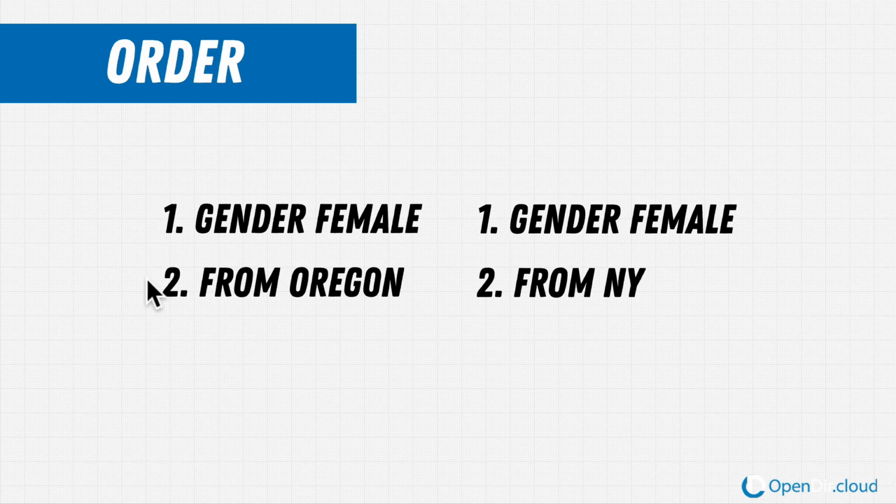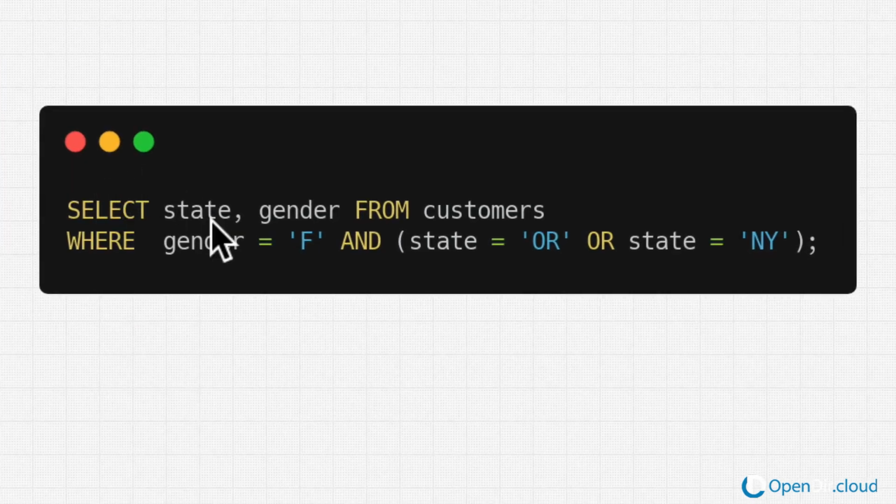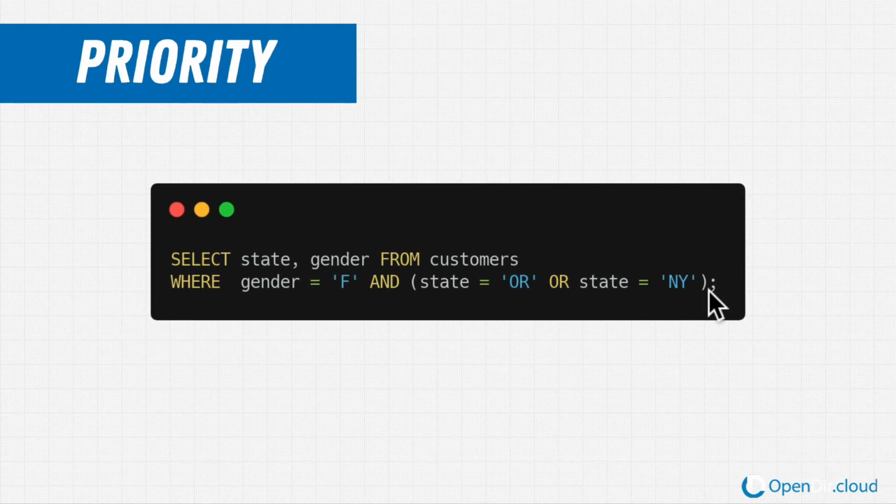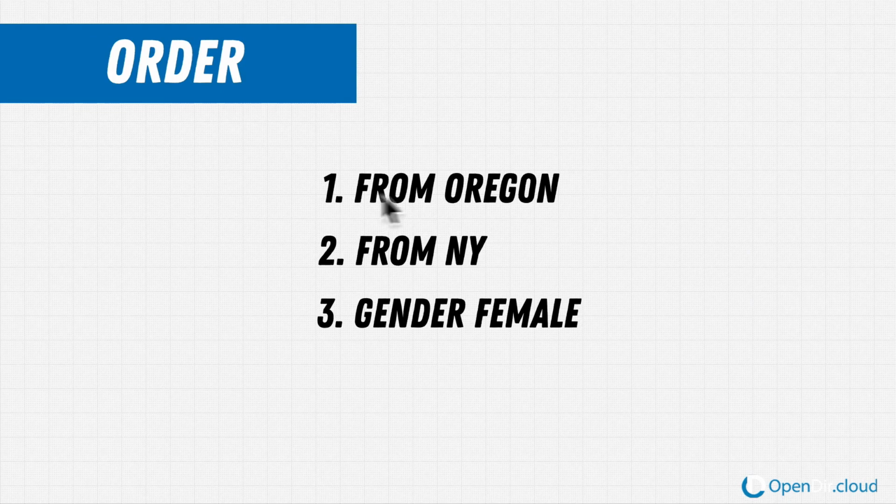So let's look at another example. Let's say we selected state and gender from customers, where the gender is female and the state is Oregon or the state is New York with parentheses. Okay, how would we break this down into a mental model? Well, we would look at it a little bit like this. We would say, 1, select me everyone from Oregon. 2, select me everyone from New York. And then 3, filter out all of the females.